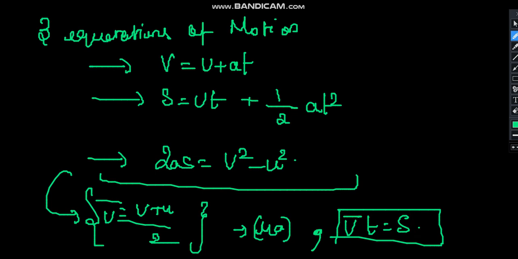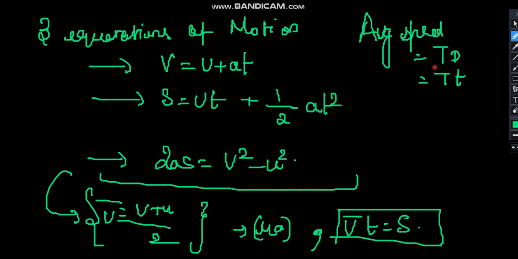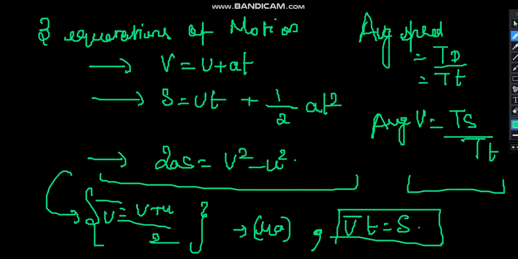This is all already given in the previous motion chapter. So average speed is basically equal to total distance by total time. Average velocity is basically equal to total displacement by total time. Very important. Please try to understand all of these. Very useful.